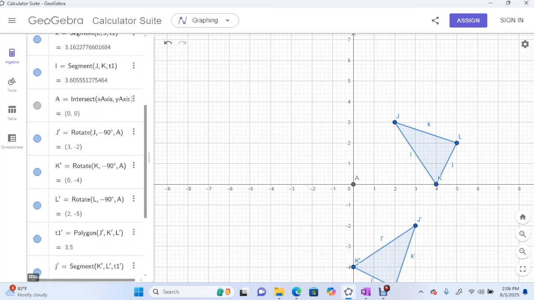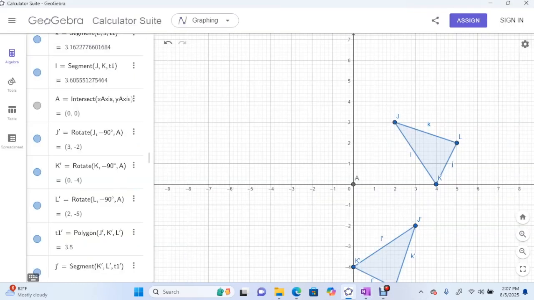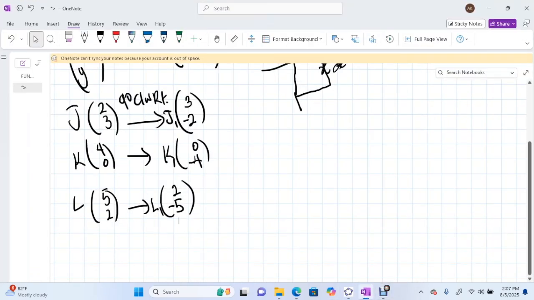We have it here. Did we have 3, 2 for the first point? Yeah. So if you look at what we did under OneNote here, we saw that 2, 3 became 3, -2. So let's go back there and see. We have 3, -2, yeah. And then the next one became 0, -4. Is that also right? Yeah, 0, -4. And the last one is 2, -5.